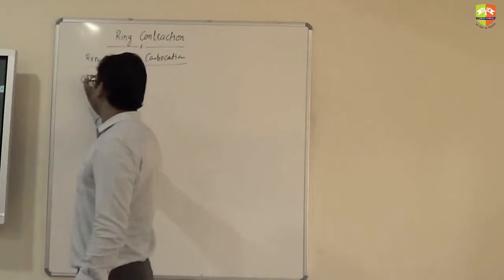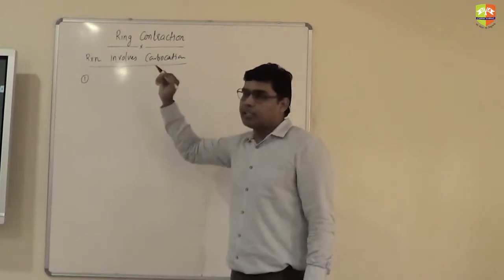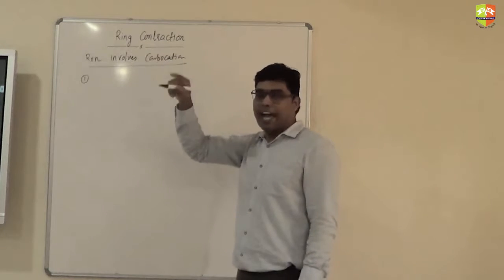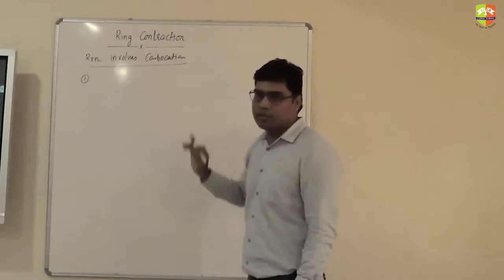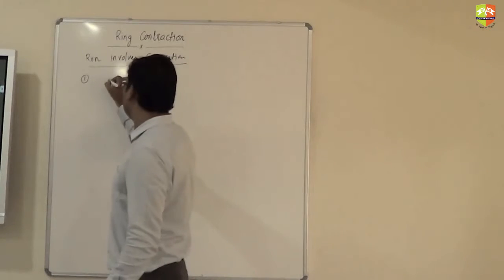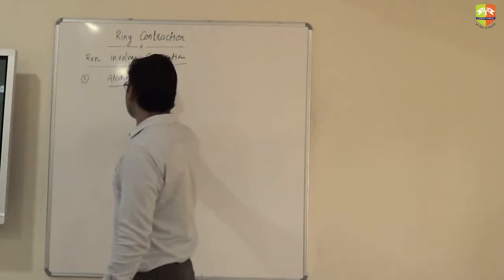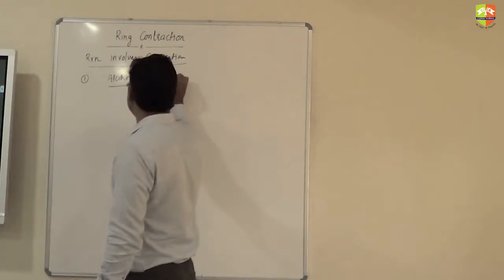Sir, oxime also has carbocation. Huh? No, I have just told you that. C double bond NH is imine, NOH is oxime. It's not carbocation. Okay. Now you see alcohol. From alcohol you will get carbocation when it reacts with concentrated acid.